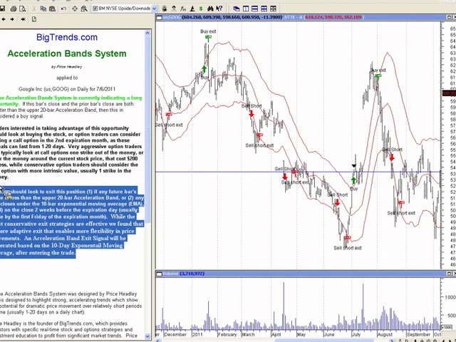Now, the system that I like to use, he actually pairs acceleration bands with Bollinger Bands. And I'd recommend you take a look at that. Basically, the idea is the same. He's just waiting for the penetration of both acceleration bands and Bollinger Bands on a chart.